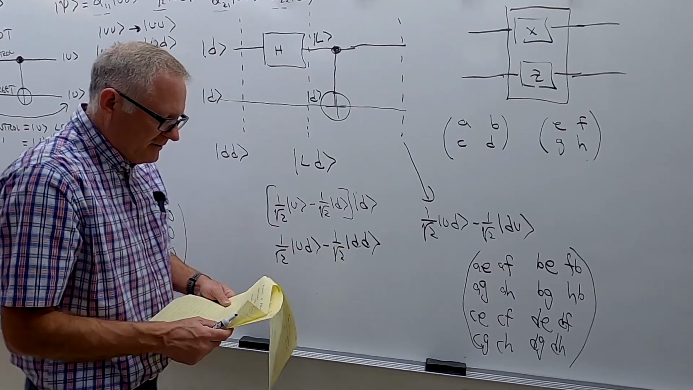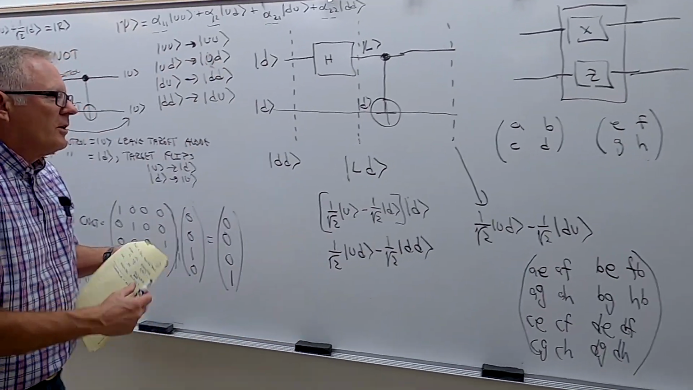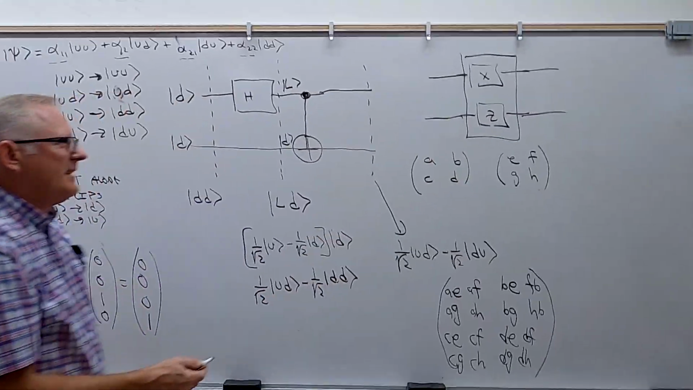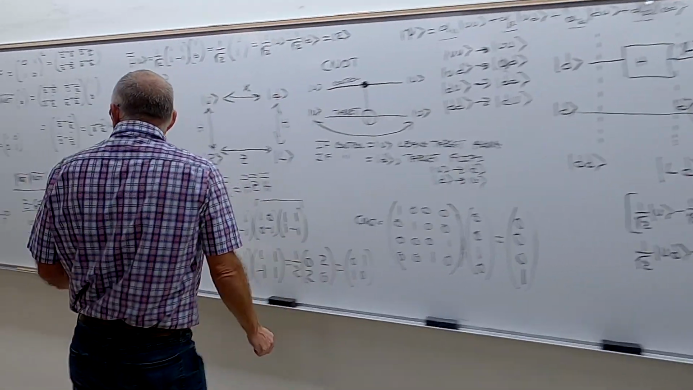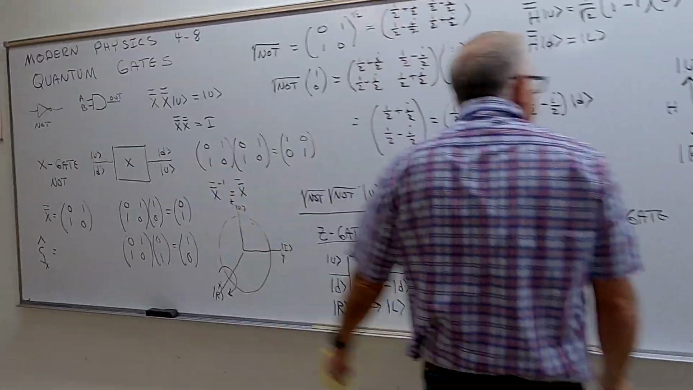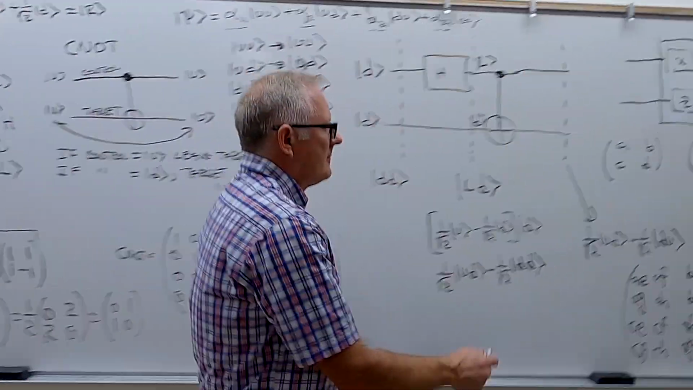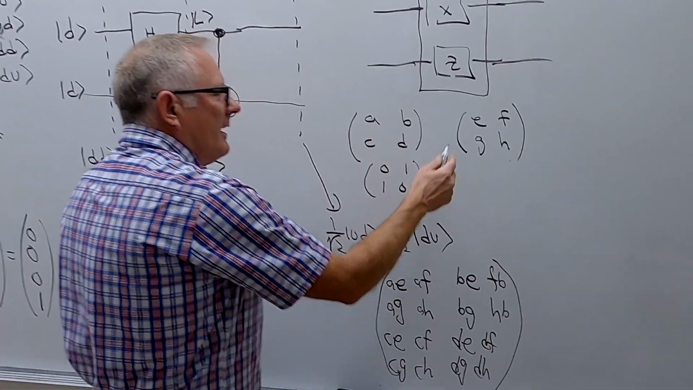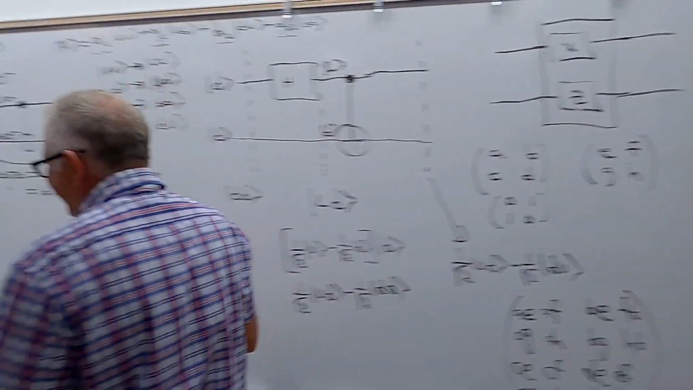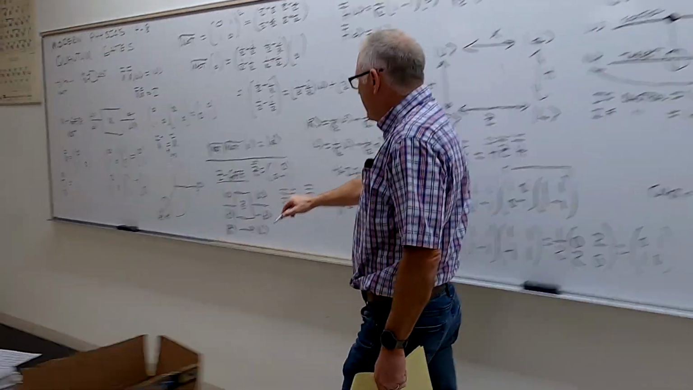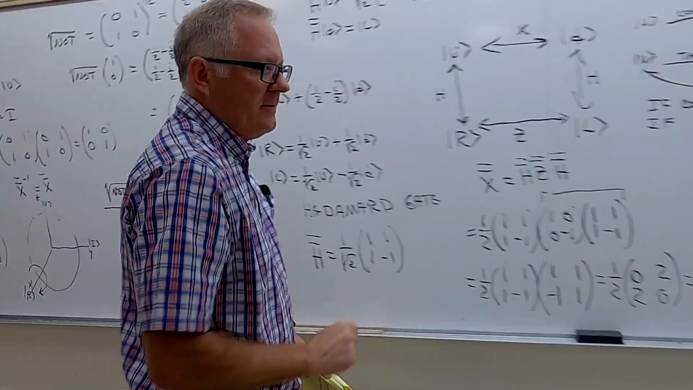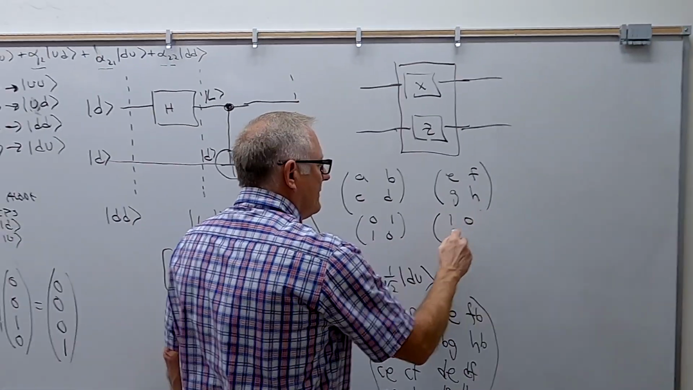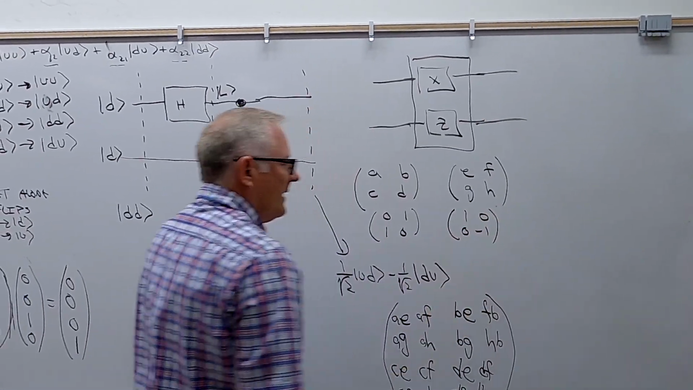So for us, right here, what did we say? If we wanted to do that for our case, for an X and a Z, the X was 0, 1, 1, 0. So this one was 0, 1, 1, 0. And this one over here was my Z gate, which was 1, 0, 0, minus 1.